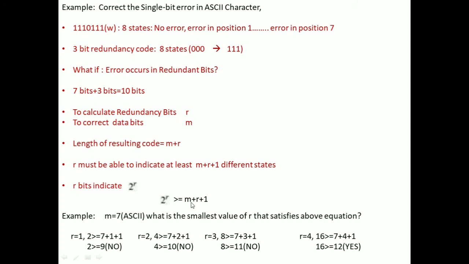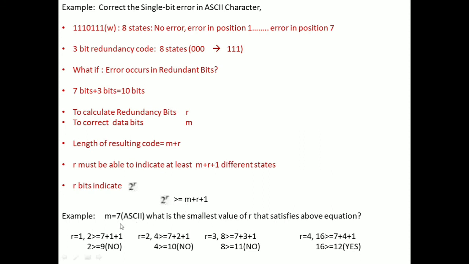So finally we conclude that the number of r bits required while transmitting m plus r total bits satisfies 2 power r greater than or equal to m plus r plus 1. That is, the smallest value of r which satisfies this equation tells us how many redundant bits are required to send along with the m data bits. To make it clearer, let us see an example.